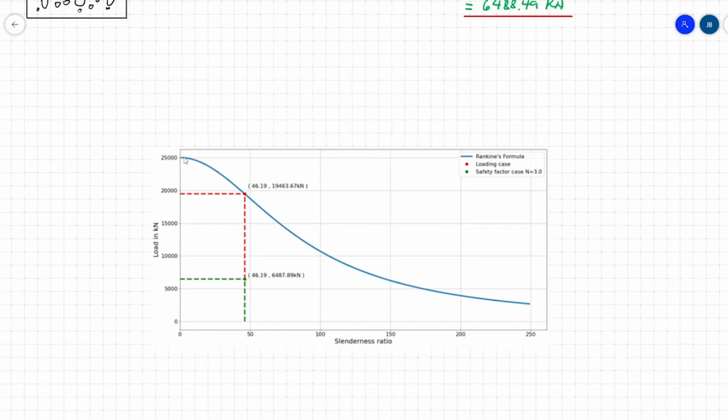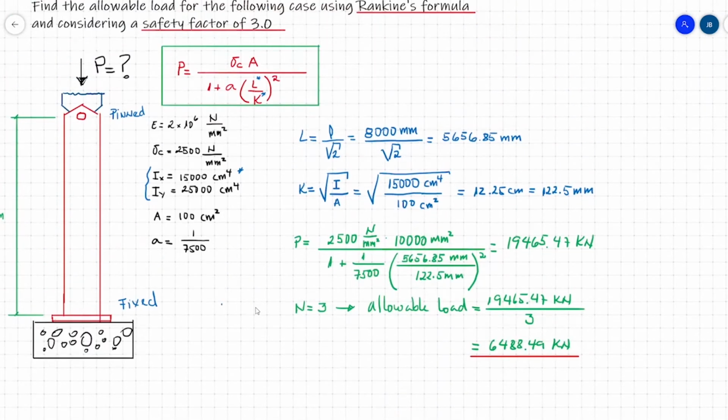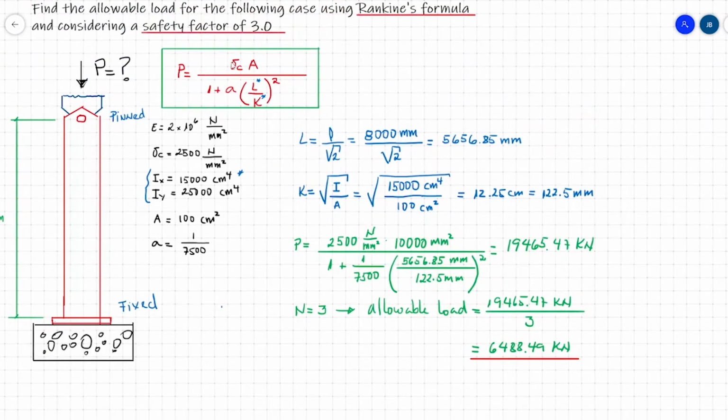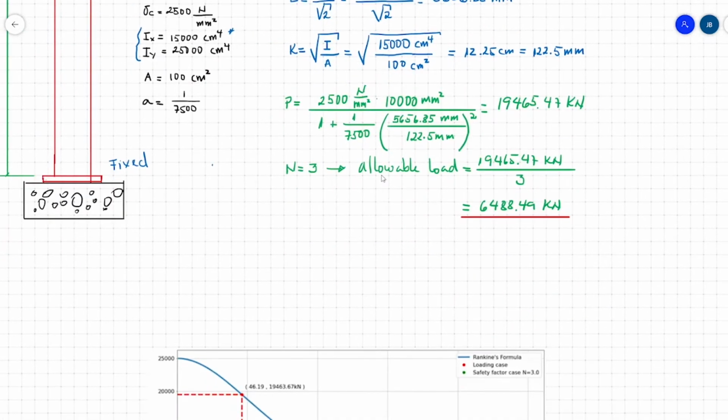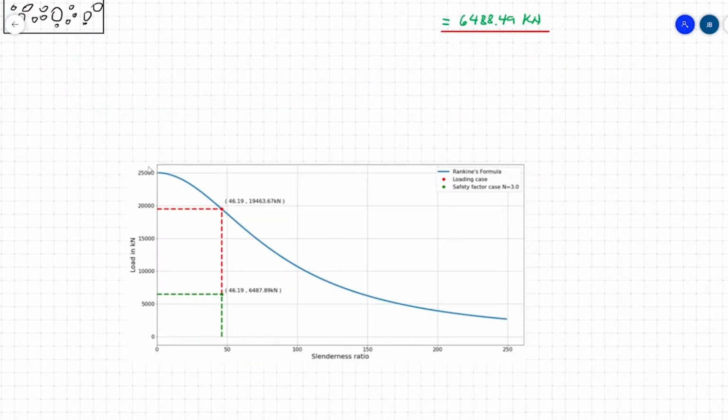First, the blue line you see here is Rankine's formula according to this material. I just took this formula and input the strength given here, the area given, and the A coefficient given, and I varied the slenderness of the column from 0 to 240, and then found the values of the load. That gives me this curve.